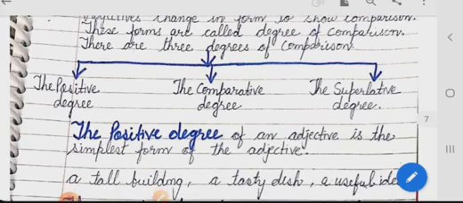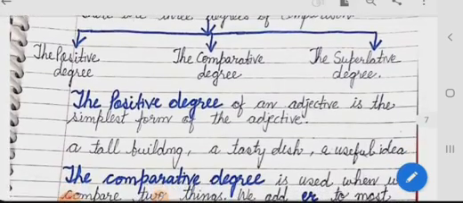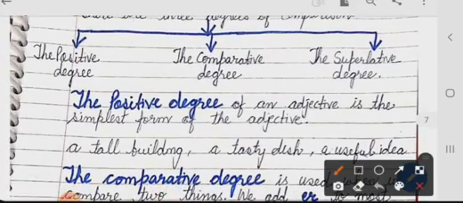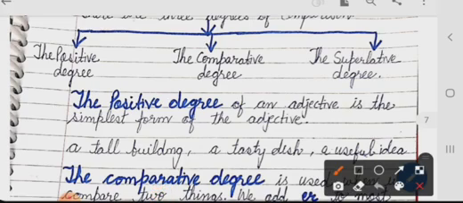There are 3 degrees of comparison, students. In your previous classes you have also done this topic, so you are very much aware of degrees of comparison. First is the positive degree, then the comparative degree, then the superlative degree. The positive degree of an adjective is the simplest form of the adjective.